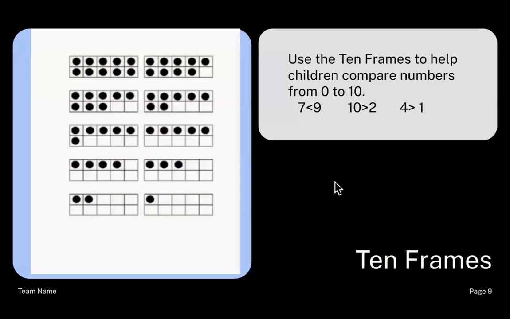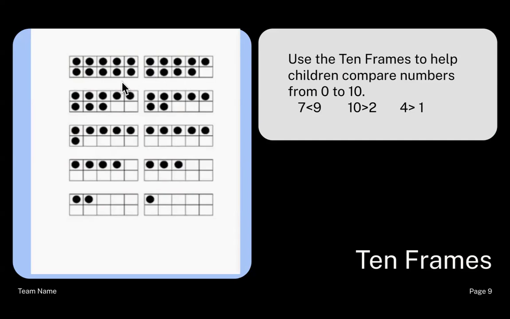We use 10 frames an awful lot in the United States, but you also have them in your primary one textbook. 10 frames are just the frame like this, and then you can put the dots inside to help the child to understand 1, 2, 3, 4, and so forth. But it goes to 10. And why 10? Because that's our number system. It's all based on 10.